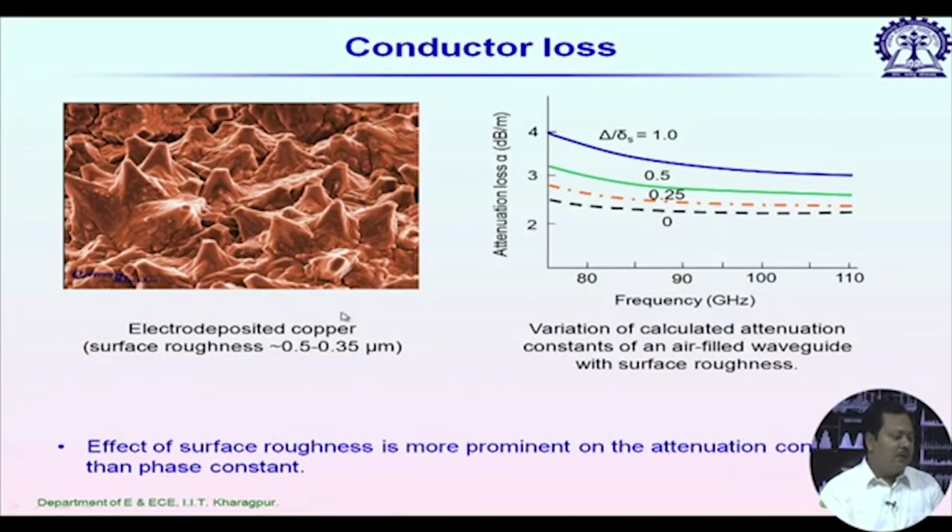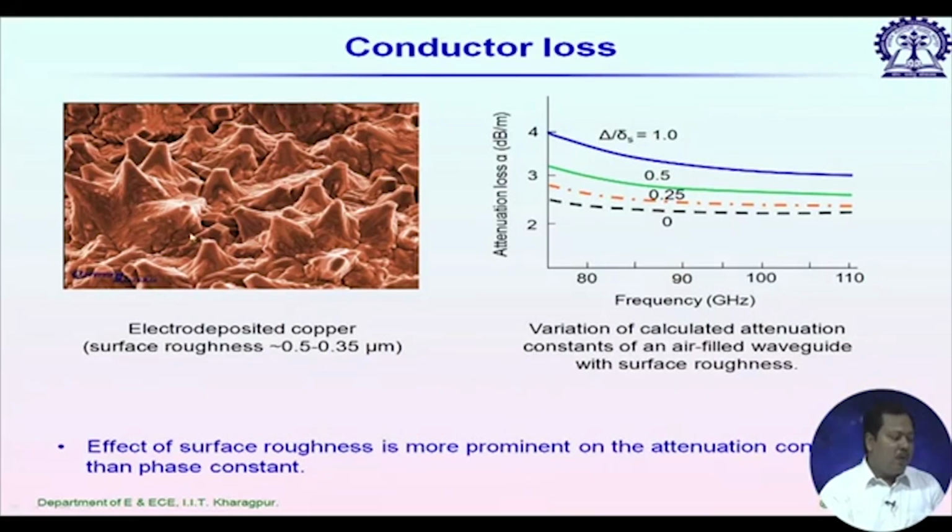Now, compare this value with the skin depth. Do you remember the skin depth value for copper at 100 gigahertz? It is 0.21 micrometer. So if I compare this value, this capital delta, it is already more than delta s, the skin depth. So the surface roughness will be very high. Due to the surface roughness, we have a very high conductor loss than what we calculated.